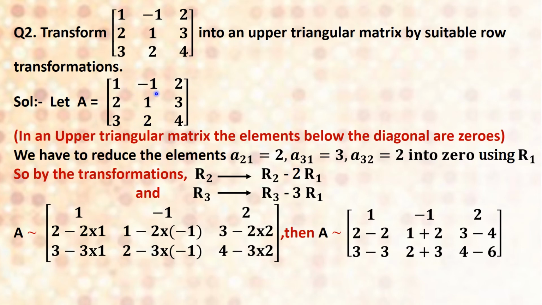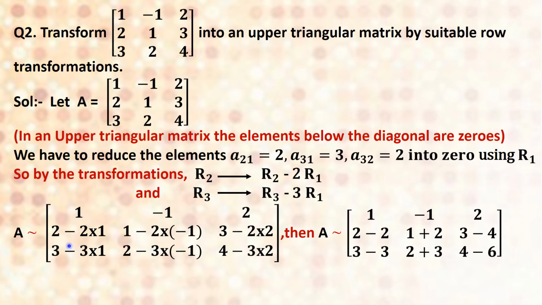So by the transformations R2 changes to R2 minus 2R1. R2 element is 2, so to reduce this into 0 we have to subtract 2 using this 1. So R2 minus 2R1, and for R3 the element is 3 here, so 3 minus 3 into 1. So R3 minus 3 into R1. Now apply these transformations, we will get A is equivalent to the matrix 1 minus 1 2. Here R1 is not changing, R2 and R3 are changing using the transformations.